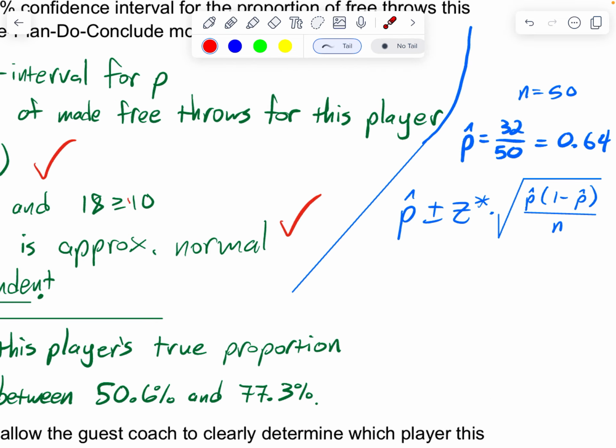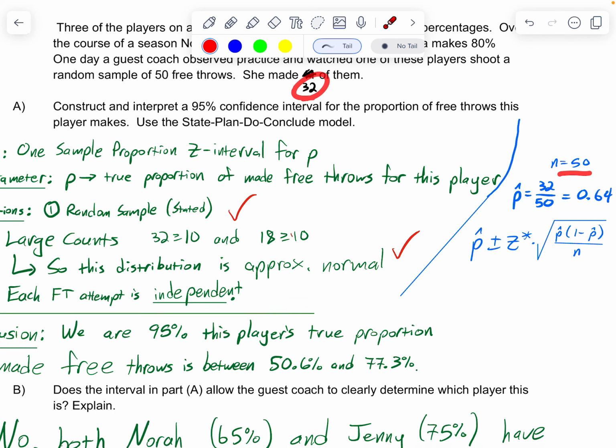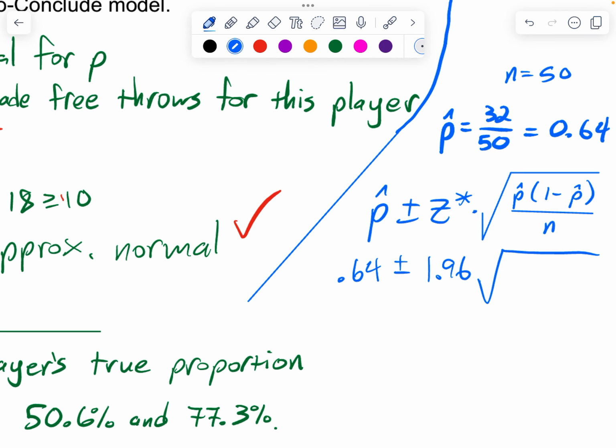The do is when you do the work, okay? N is 50. P hat is 32 out of 50. So that's 0.64. And then here's the formula. Again, this is on your cheat sheet on the left side. Now we just need to fill it out. P hat, 0.64, plus or minus Z star. 95% gives us 1.96. Square root of 0.64 times 1 minus 0.64 over 50.